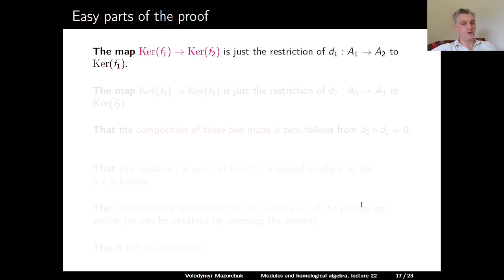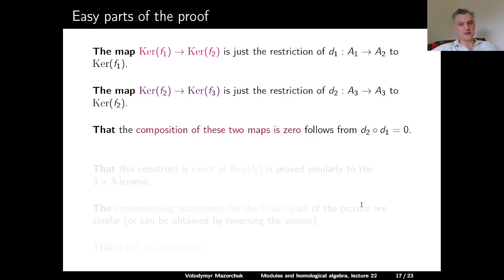The map from the kernel of f1 to the kernel of f2 is just the restriction of d1 from a1 to a2 to the kernel of f1. And similarly, the map from the kernel of f2 to the kernel of f3 is just the restriction of d2 from a2 to a3 to the kernel of f2. That the composition of these two maps is 0 follows directly from the assumption that d2 after d1 is 0. And that this sequence is exact at the kernel of f2 is proved similarly to the 3 times 3 lemma. So we leave this as an exercise.